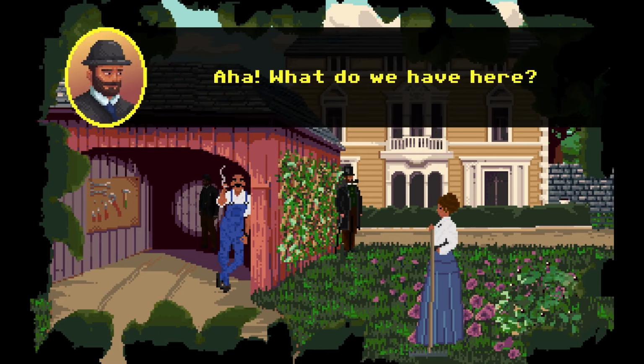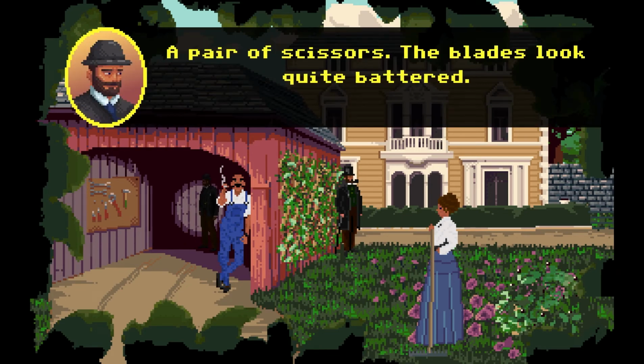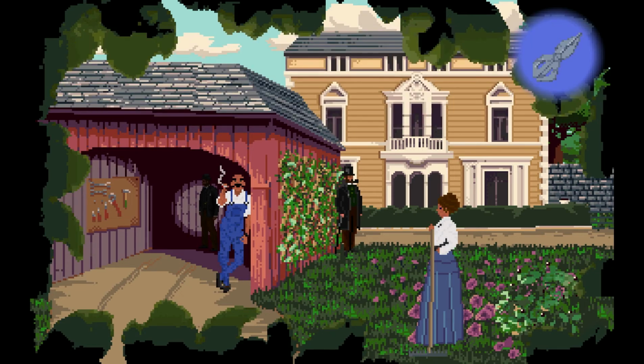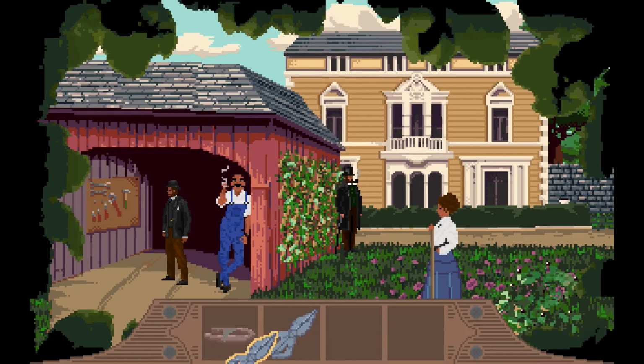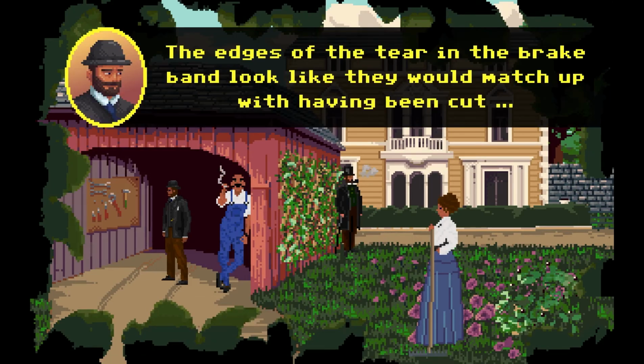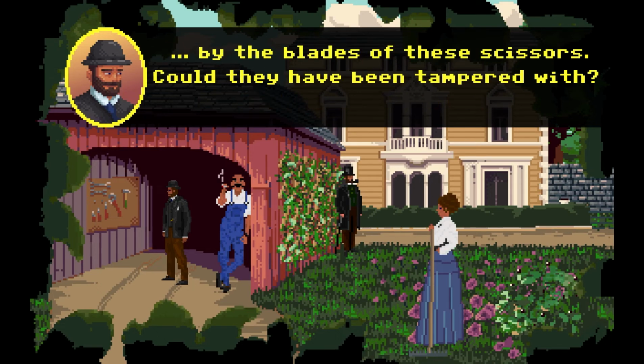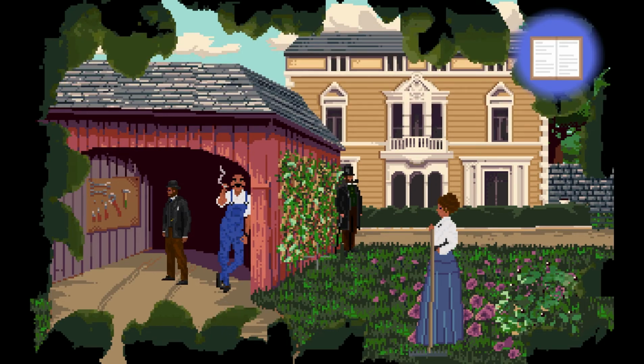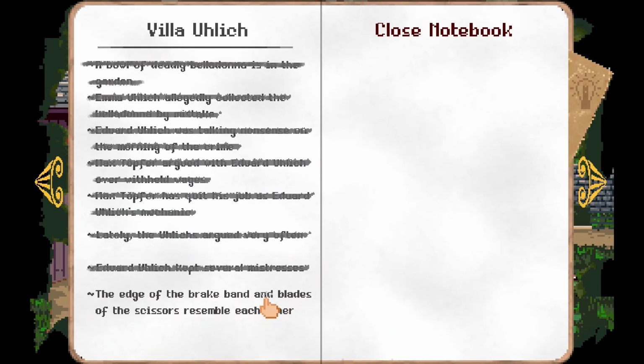Aha! What do we have here? Wire cutters? Naja. Pair of scissors! The blades look quite battered. Okay. We need to science this. Oh. The edges of the tear in the brake band look like they would match up with having been cut by the blades of these scissors! Could they have been tampered with? The edge of the brake and the blades of the scissors resemble each other.